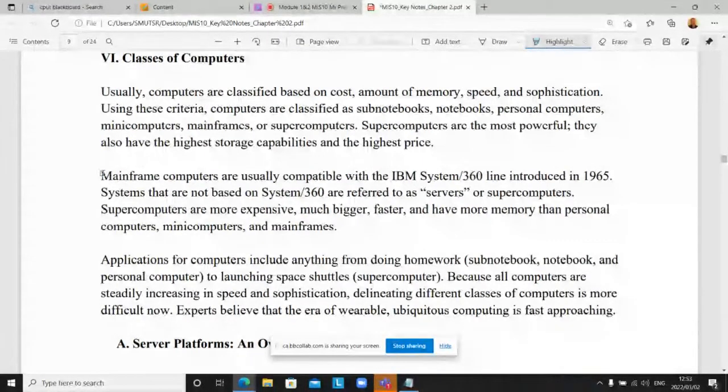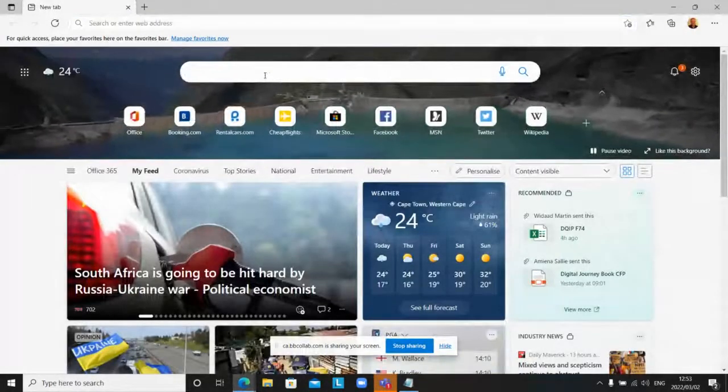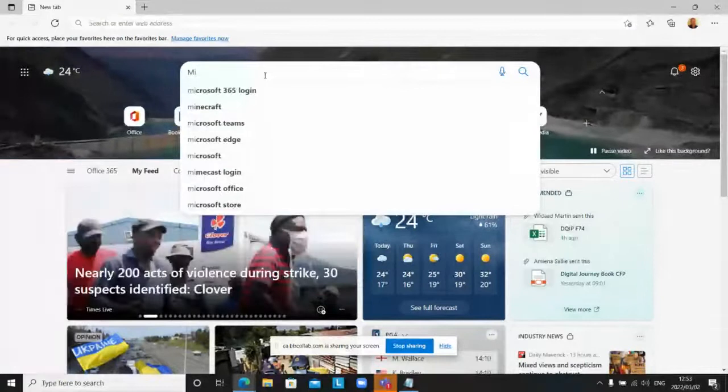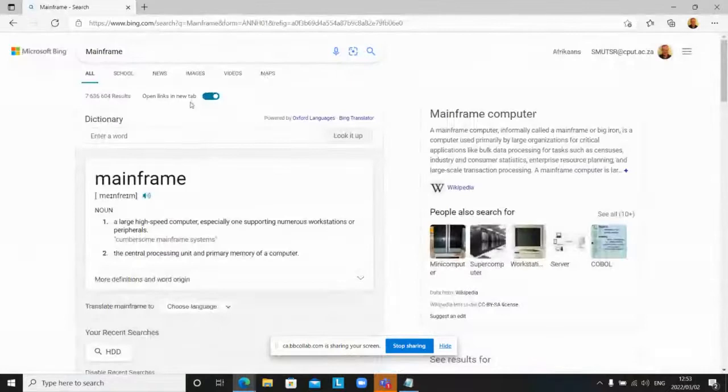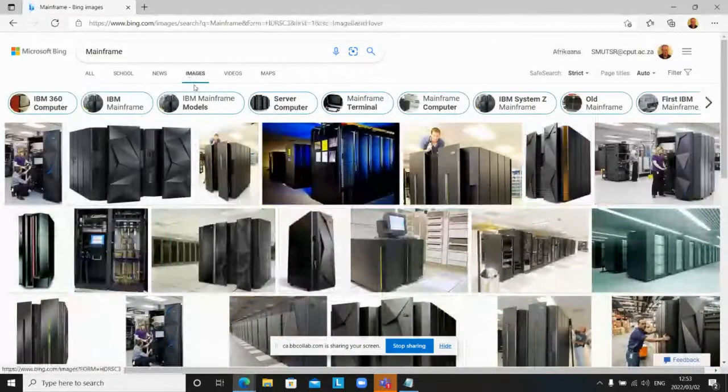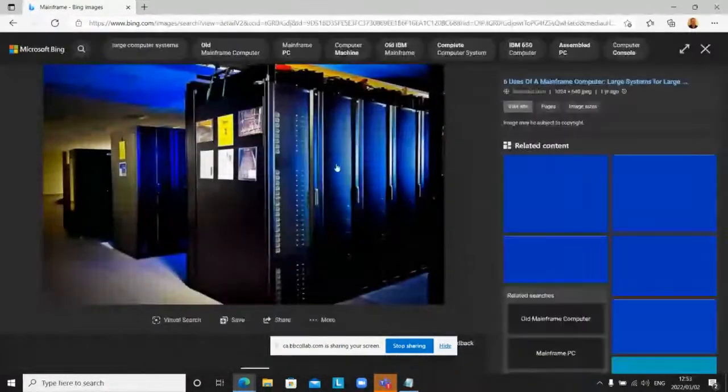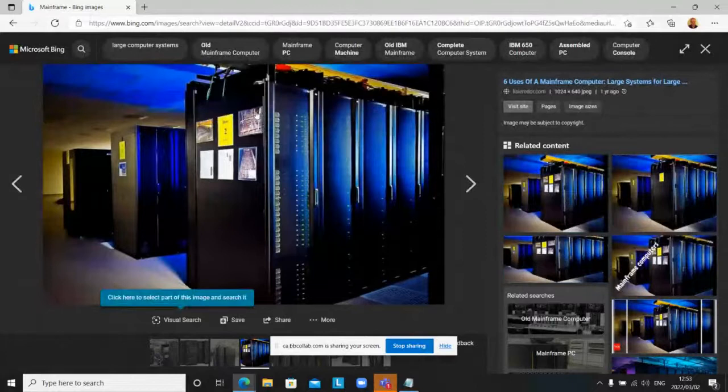I don't know if you guys have heard of a mainframe. In fact, let me show you a picture of it. It's an old concept. It's not used anymore. And it just gives you an idea of how big computers used to be. So I'm just going to do a quick Google on that. Look how big that is. If you're standing there, your head would be about where my mouse is. So that is called a mainframe.